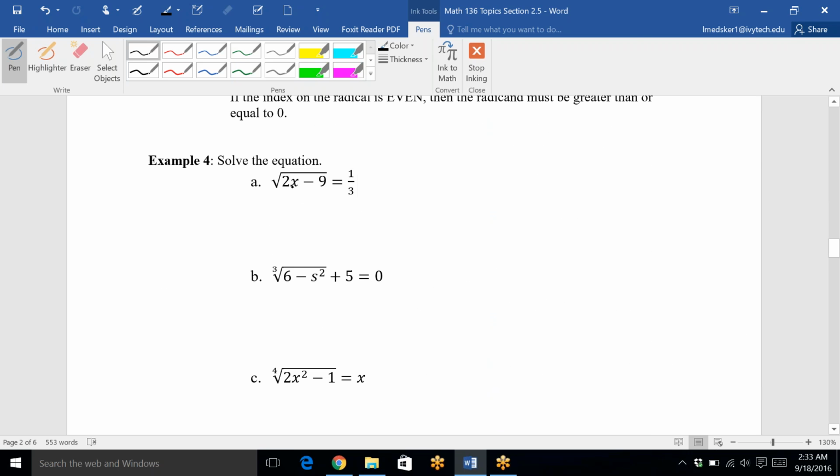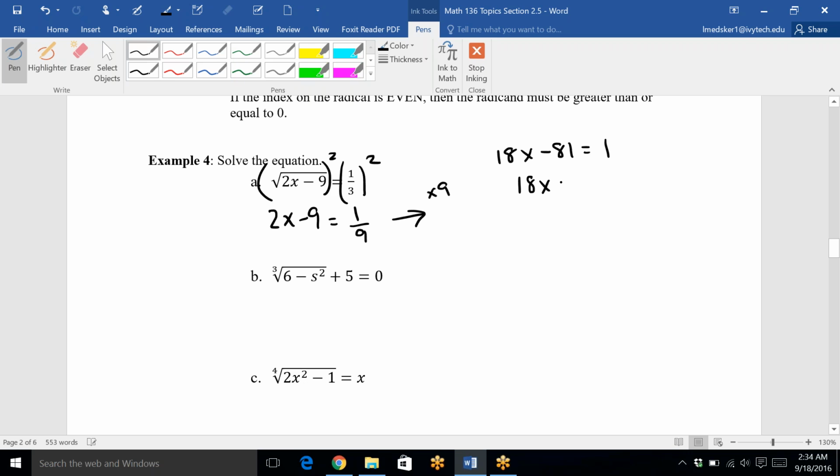So notice that for A, it's already got an isolated radical, so we use the power rule to square both sides. That leaves us with 2x minus 9 equals, do square both top and bottom of the fraction, so that would be 1/9. You could multiply everything by 9 if you want to get rid of that fraction, so that would be 18x minus 81 equals 1. We would add the 81 over, that would be 82. Divide by 18, and both of those are divisible by 2 at least. So if you divide by 2, that would be 41 over 9.